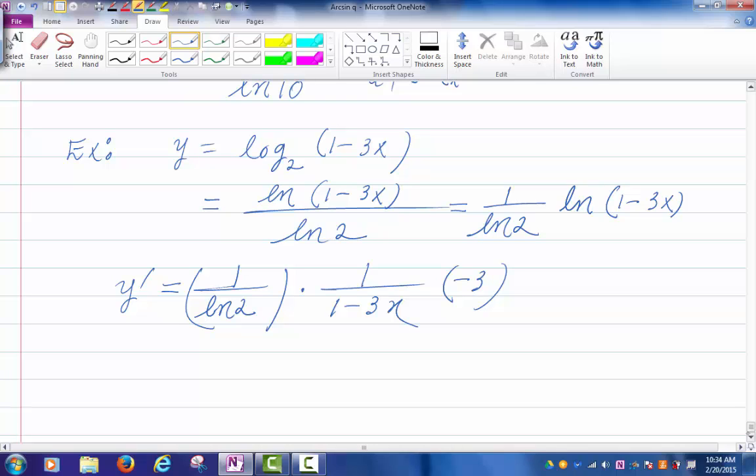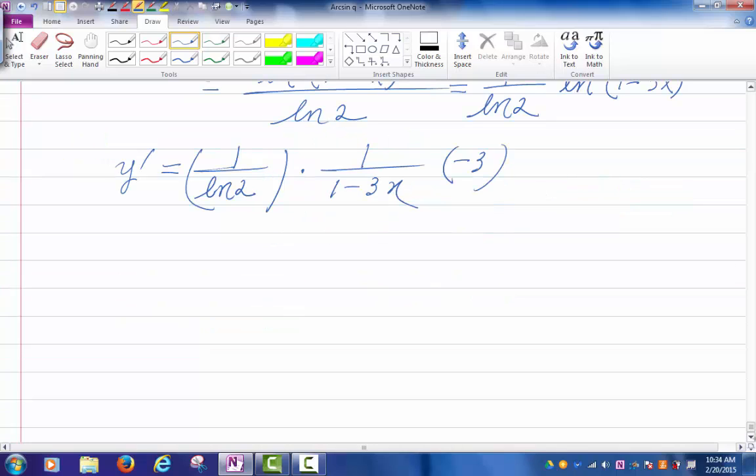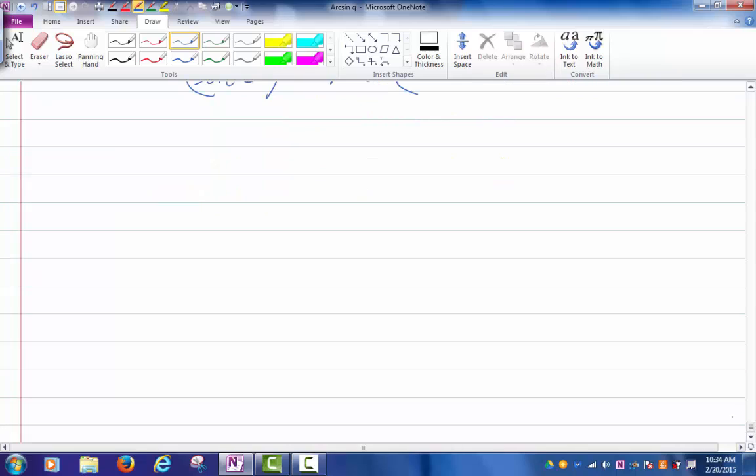Okay, now since this conversion formula, converting log base a to ln, is so important, I want to show you how easy it is to derive it. This is the proof of law number 1 that I gave you. What I needed to show is that log base a of x is ln x over ln a. Let's see how easy it is to derive it.